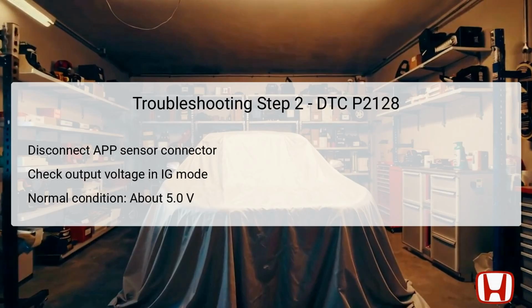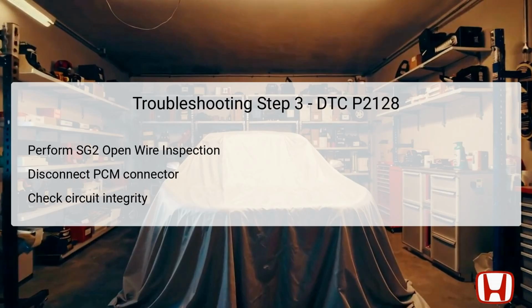Once the sensor is disconnected, the technician then checks the output voltage with the ignition IG in the on mode. Under normal conditions, the output voltage should read approximately 5.0 volts. If this reading is normal, it suggests that the issue might reside within the accelerator pedal module itself. Conversely, if the voltage reading is abnormal, further investigation is warranted to explore additional components such as wiring and connections.